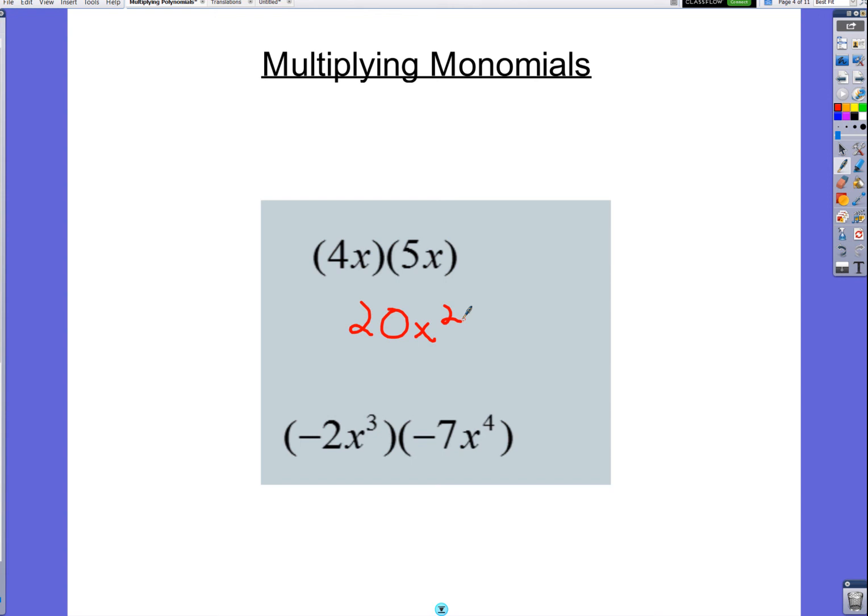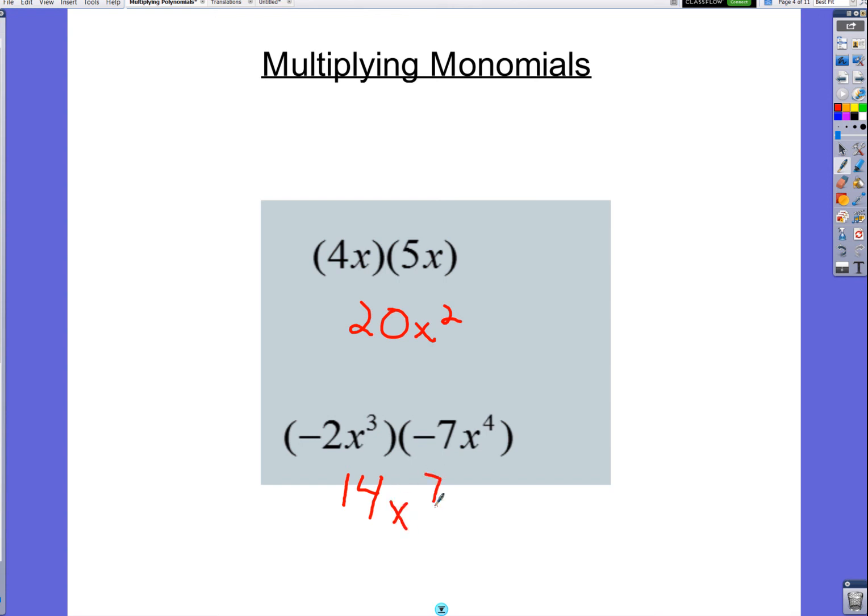What is negative 2 times negative 7? Positive 14. Yep, negative times negative is a positive. 3 plus 4 is 7.